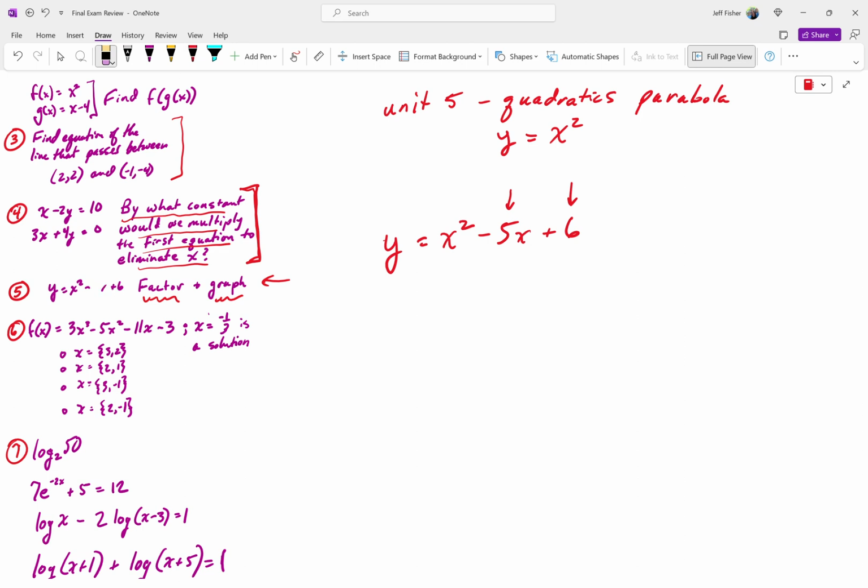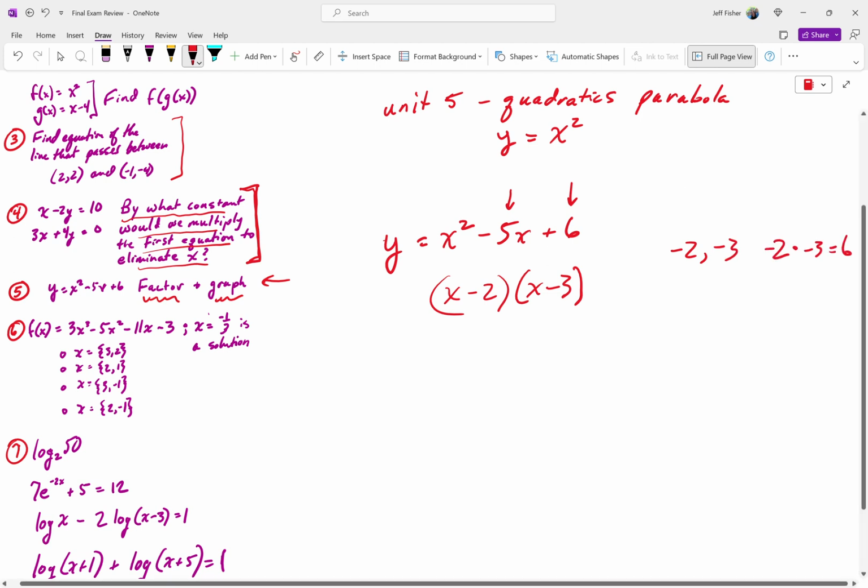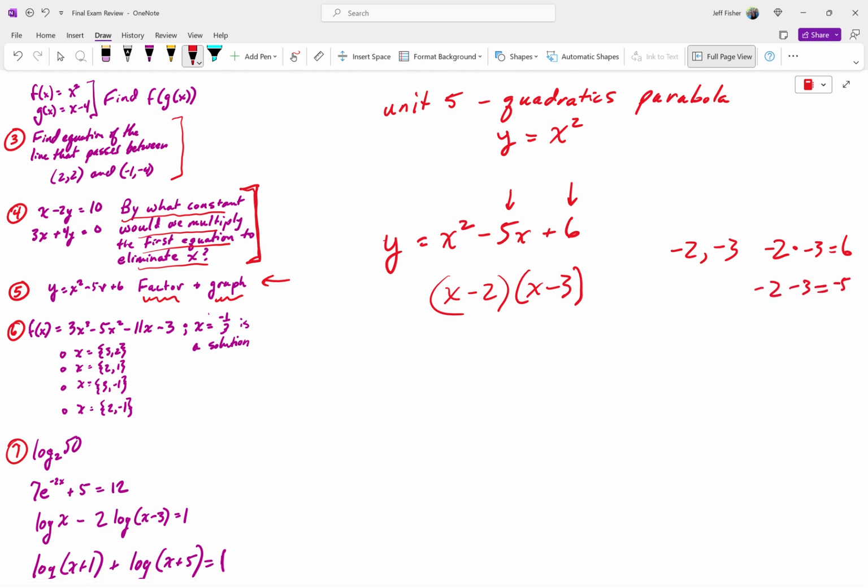Negative 5x, we should say negative... Oh, I stand corrected. Let me fix that. This was a negative 5x. I don't know why I don't see it, and you probably do. That this factors to become (x minus 2)(x minus 3), because the two factors, negative 2 and negative 3, multiply to equal positive 6, and they add to equal negative 5. That was simpler than I thought it was.